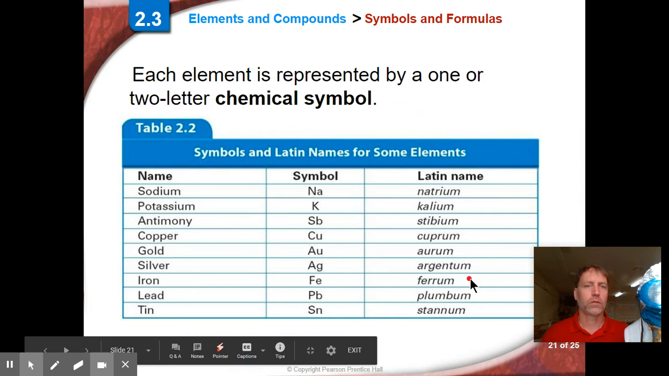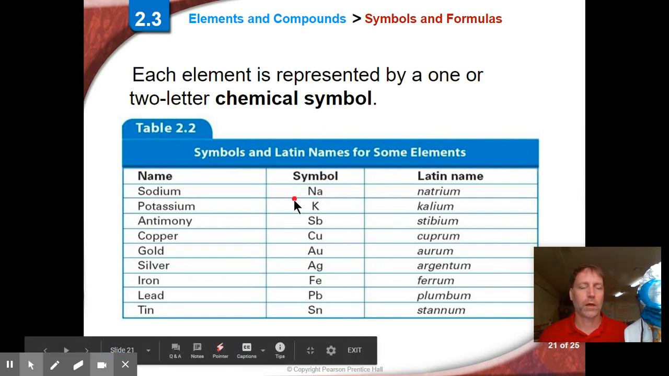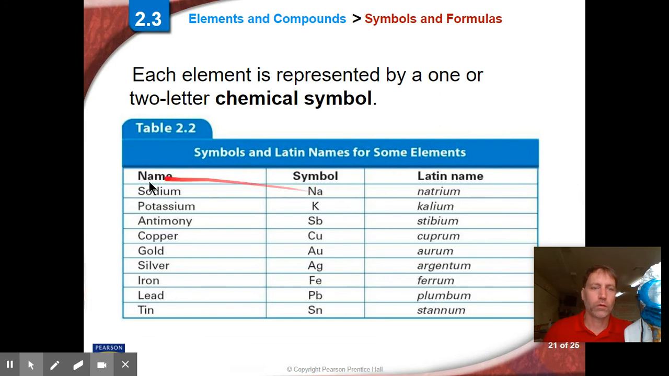But here are the common symbols. Most, if not all, elements that were discussed by scientists before 1700 used Latin, just like they used Latin in biology to describe the genus and species of an animal. Like we humans are Homo sapiens, that's Latin. They used Latin to describe sodium, potassium, antimony, copper, gold, and the like. So these symbols are not English letters, they are Latin. So sodium, even though it doesn't have an N or an A in it, is natrum. That's the Latin name for it.